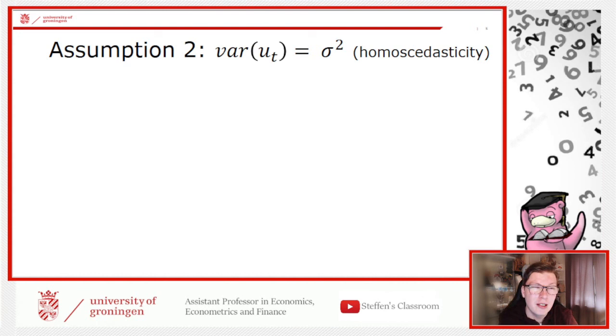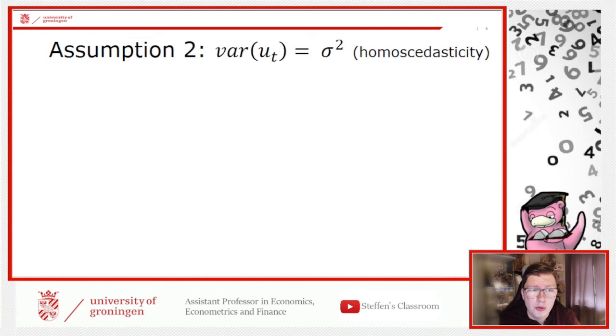We are assuming that the variance of the error term is constant. In other words, it is spherical. That is not a fancy word for it, but we just say constant variance, right? You see that the var here of ut is equal to sigma squared. So some constant finite number.